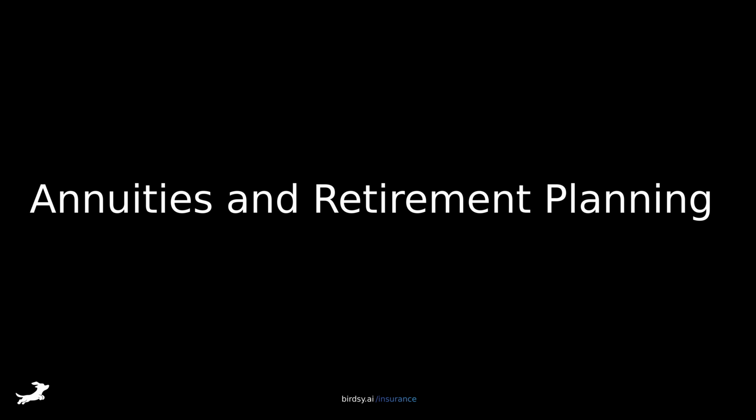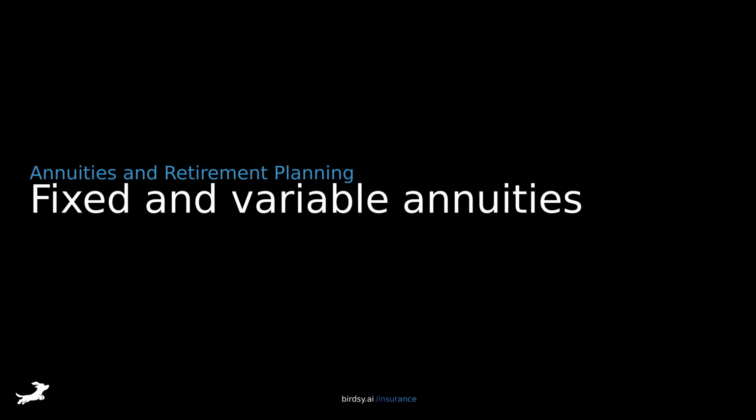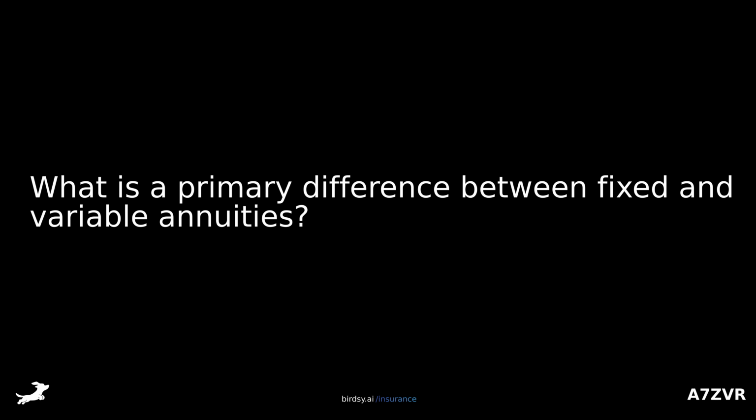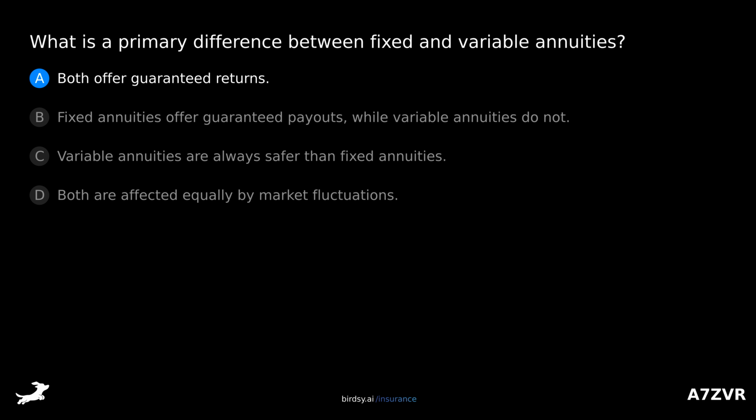Annuities and retirement planning. Fixed and variable annuities. What is a primary difference between fixed and variable annuities? Is it A, both offer guaranteed returns? B, fixed annuities offer guaranteed payouts while variable annuities do not? C, variable annuities are always safer than fixed annuities? Or D, both are affected equally by market fluctuations?